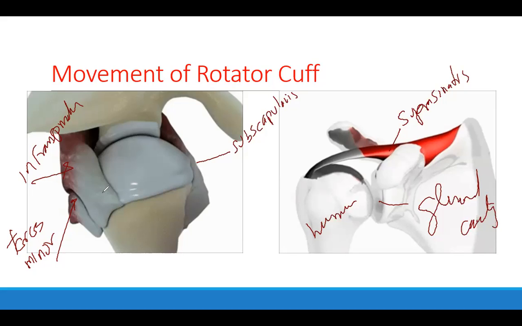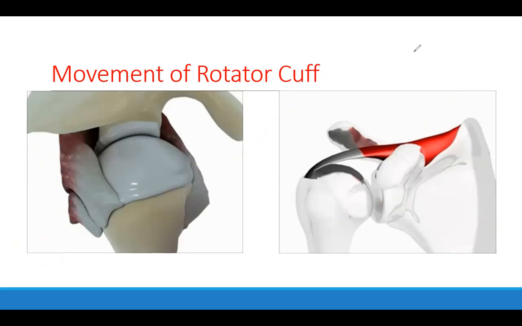So what's happening here is that the infraspinatus and the teres minor can pull the humerus back, up behind us. The subscapularis can pull the humerus forward. The supraspinatus can pull the humerus upward, and they all can work together. They don't work individually. They all work together. So you can pull up and back, or forward and back and up, or forward and down. There's all different combinations of these actions that can occur.